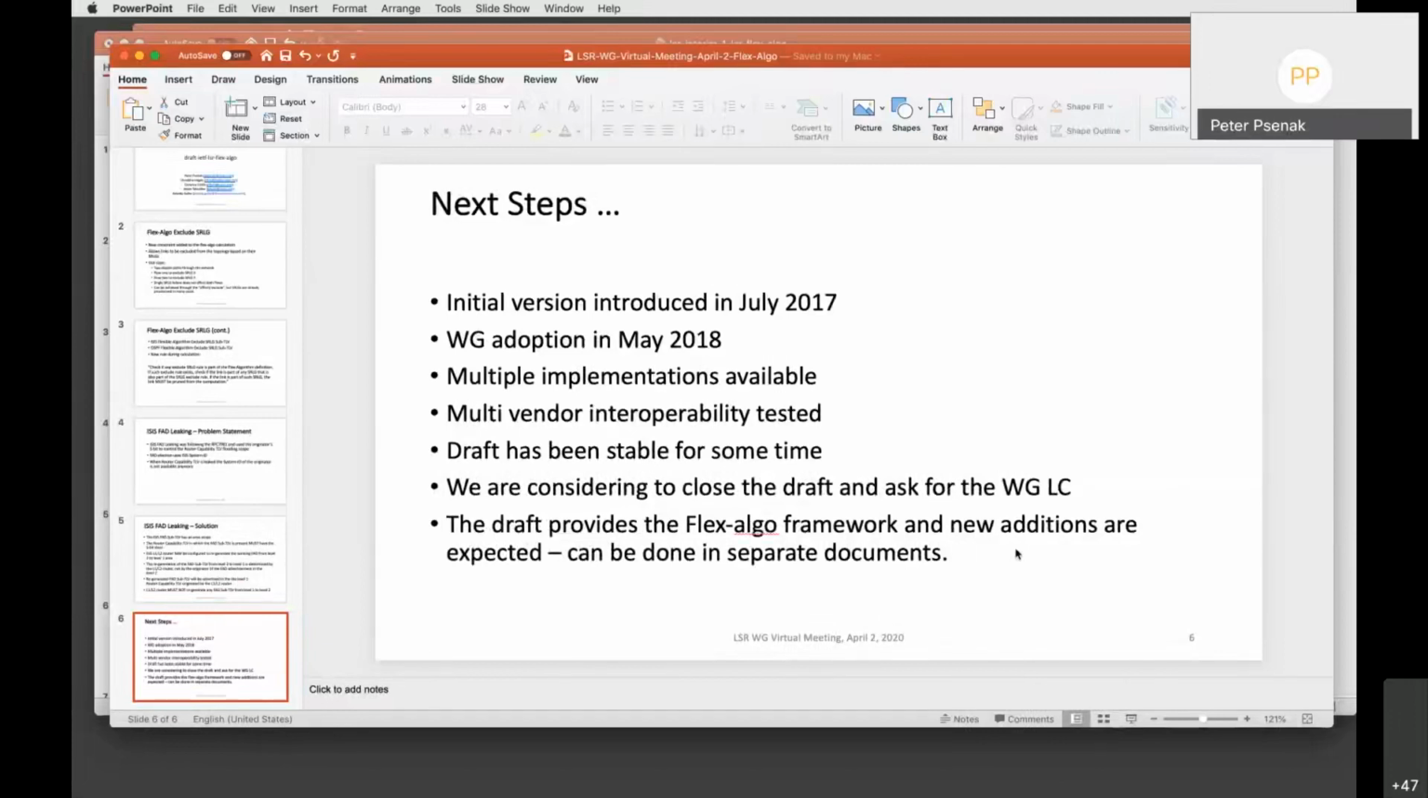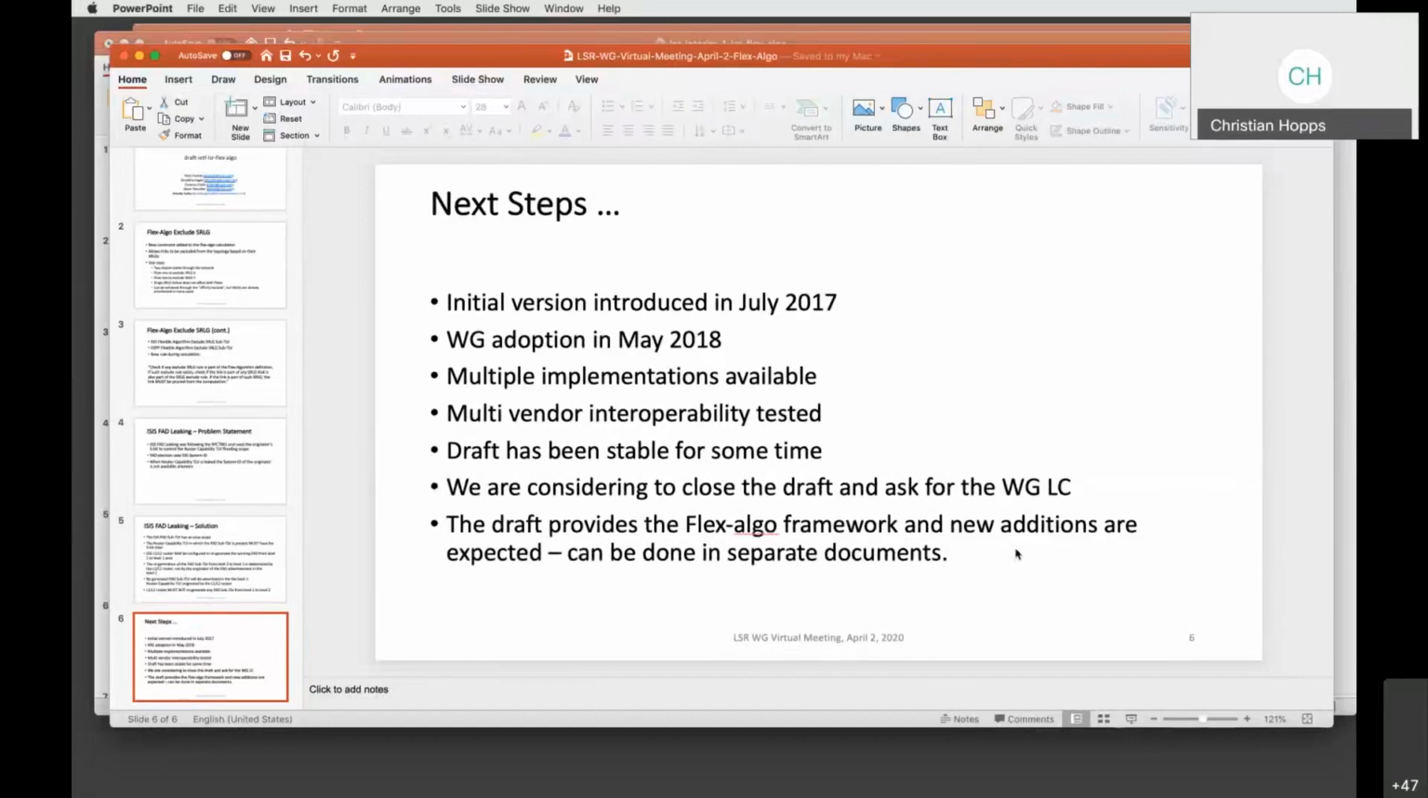So let's do it. I looked over this slide originally and wondered how we could have multiple implementations with interoperability tested with the something you just added to it. Right. But it does feel like we've been working on this for a while, so everyone should probably read this, with the idea that we're probably getting close to doing a working group last call on it.